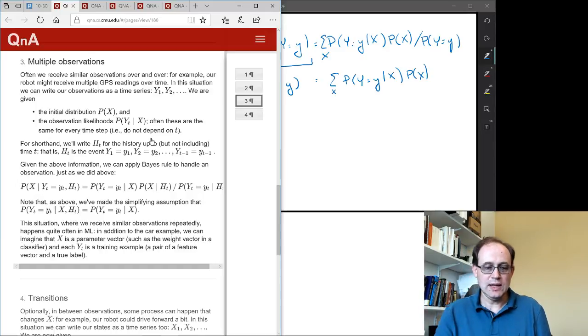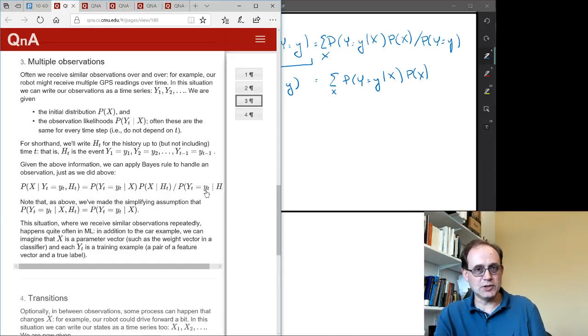All right, so we'll just write the same thing that we wrote above. This is an application of Bayes' rule. Our posterior distribution is equal to our prior distribution times our observation likelihood, divided by the observation probability, which we get as a normalizing factor. And just like before, we've made the simplifying assumption that our observation likelihood depends only on our current state and not on, for example, previous observations.